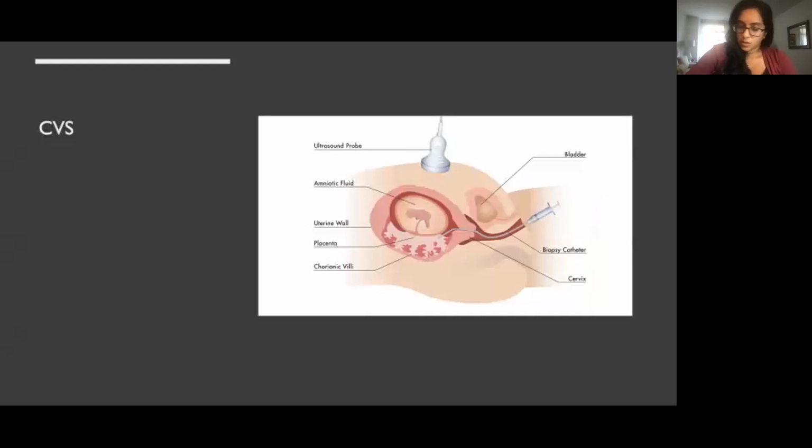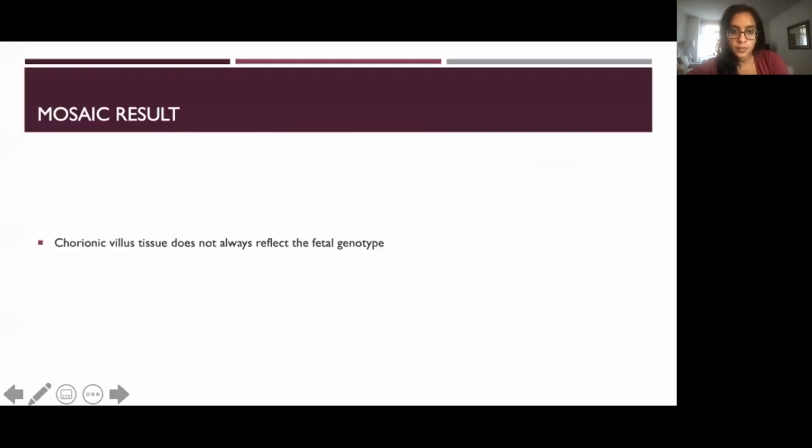So we all know how to, or have seen, a CVS procedure. The average sample will produce 15 to 30 milligrams of villus material. The villi are collected in a syringe and are transferred for inspection and dissection under a microscope to eliminate adherent decidua. They're then exposed to trypsin to digest and separate the cytotrophoblast from the underlying mesodermal core. And the chorionic villi tissue does not always reflect the fetal genotype.